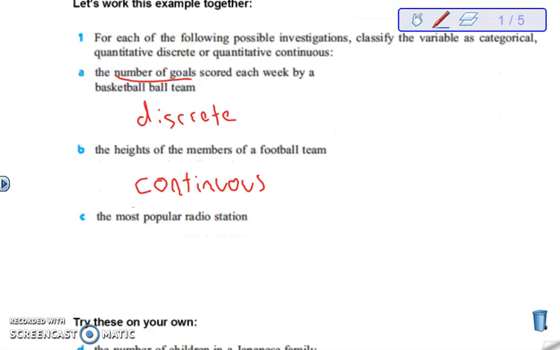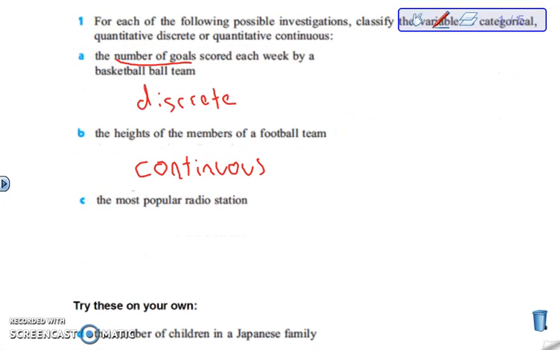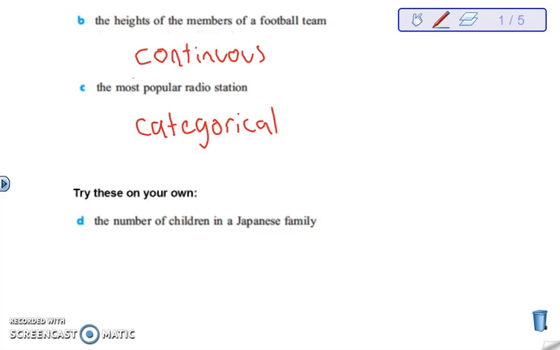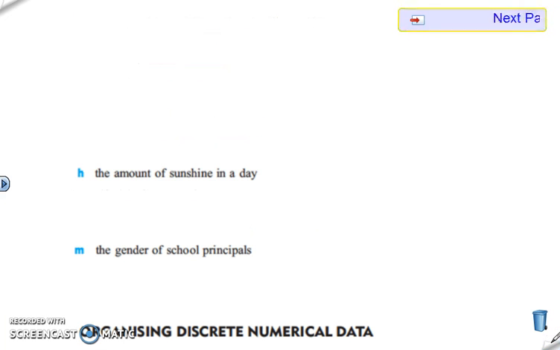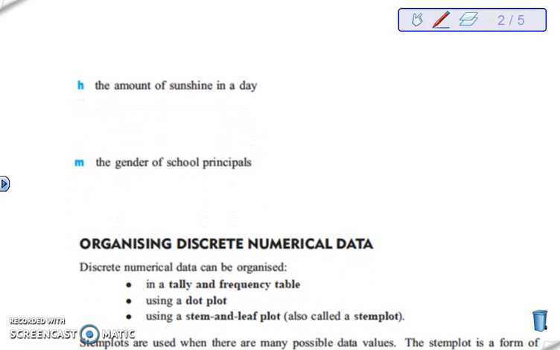All right, so the most popular radio station. So the actual radio station itself is not a numerical value. So this would be a categorical variable. All right, so here's some examples for you to do.